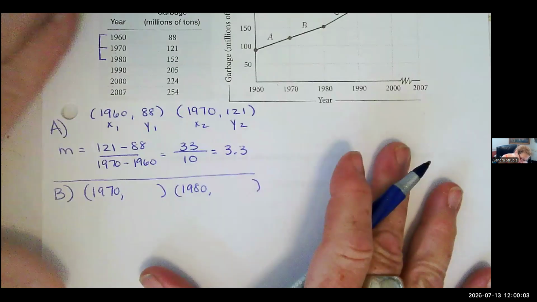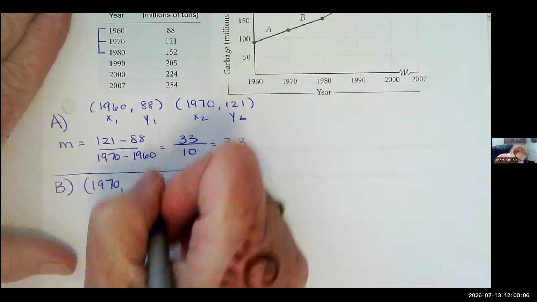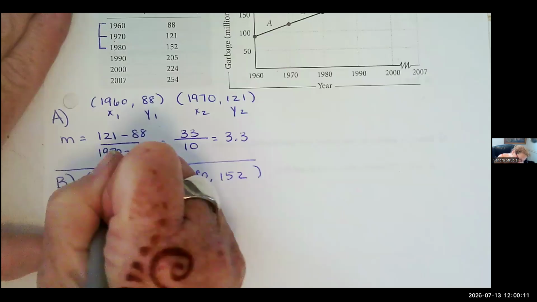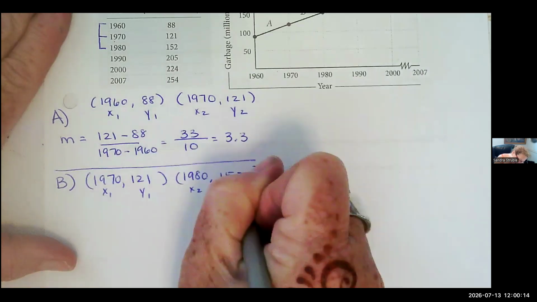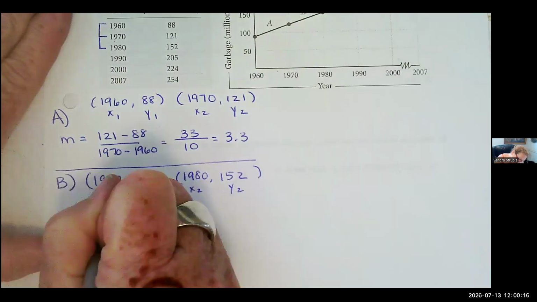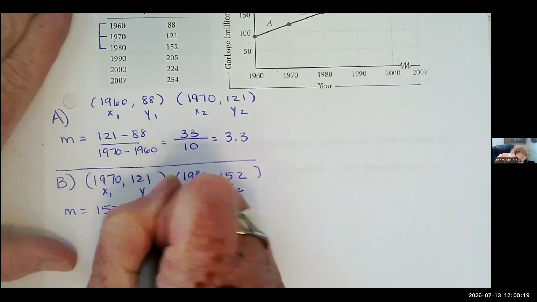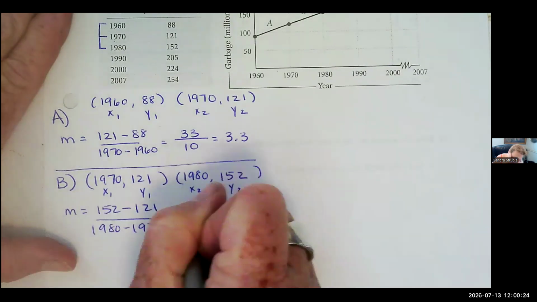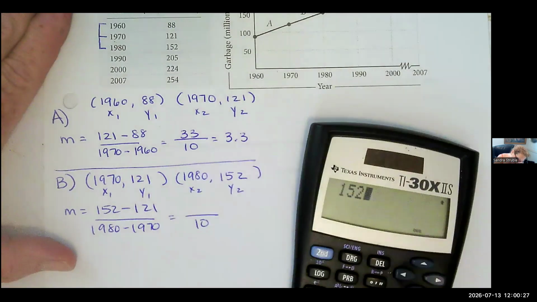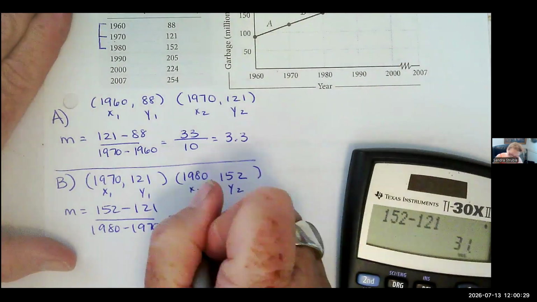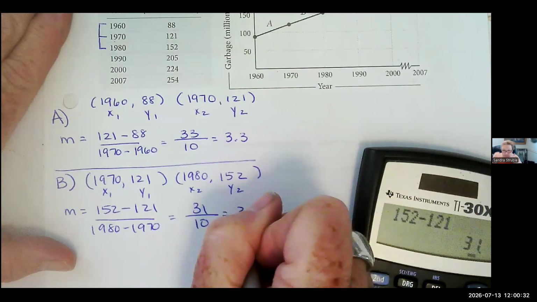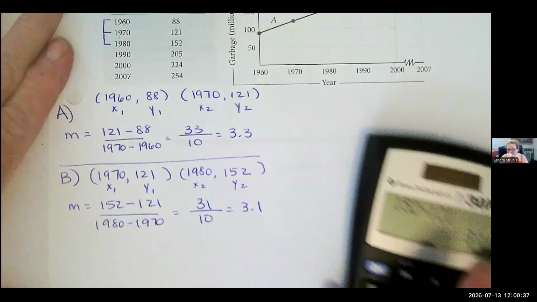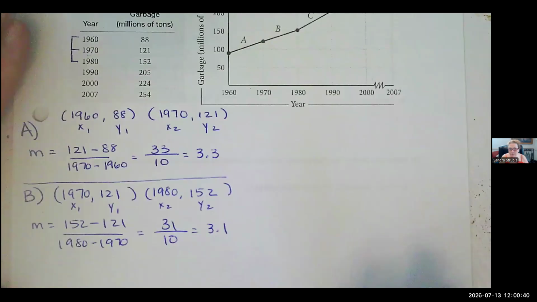So in 1970, we had 121, and in 1980, 152. Let's label X1, Y1, X2, Y2. Y sub 2 is 152, minus Y sub 1 is 121, over 1980 minus 1970. 152 minus 121 is 31. Divide that, and you get 3.1. So that's less per year from 1970 to 1980. I'd be curious what the population looked like. That means there is less garbage being produced.